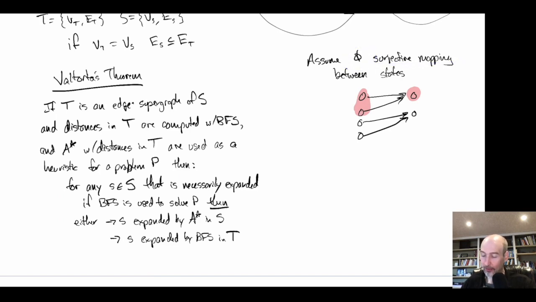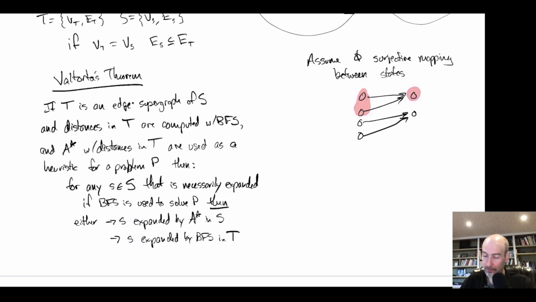And so this is a key idea: if I have some sort of surjective mapping, some sort of abstraction, then this is a different type of abstraction than building an edge supergraph. And if we have an abstraction like this, we can actually get something akin to Valtorta's theorem. Because I can take multiple states and map them onto a single state in this abstraction, when I expand a single state over here, it can actually save multiple expansions.